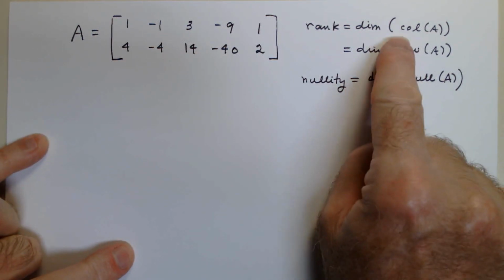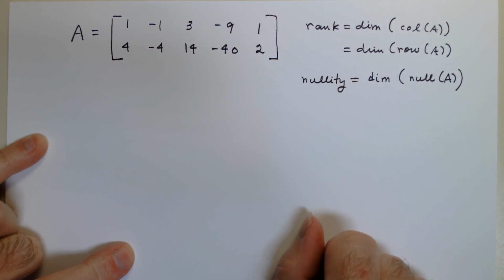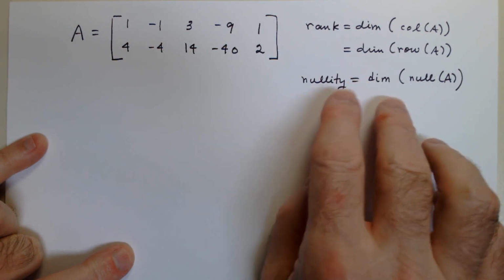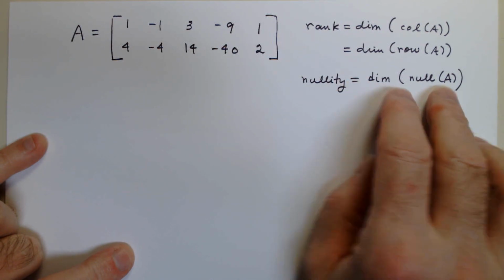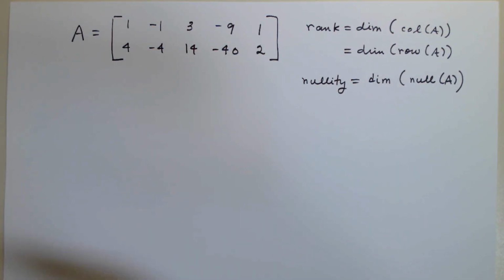Now we know that the rank is, we can think of it as, the dimension of the column space or the dimension of the row space, since they're equal to each other. And the nullity, if you recall, is the dimension of the null space of the matrix A. So let's begin with the nullity. We want to find the dimension of the null space of A.